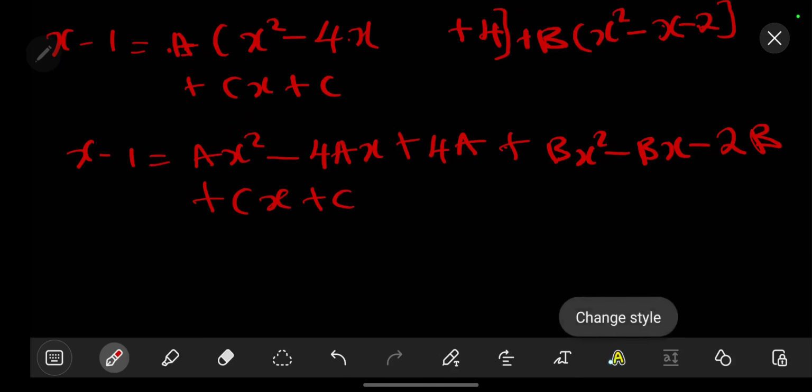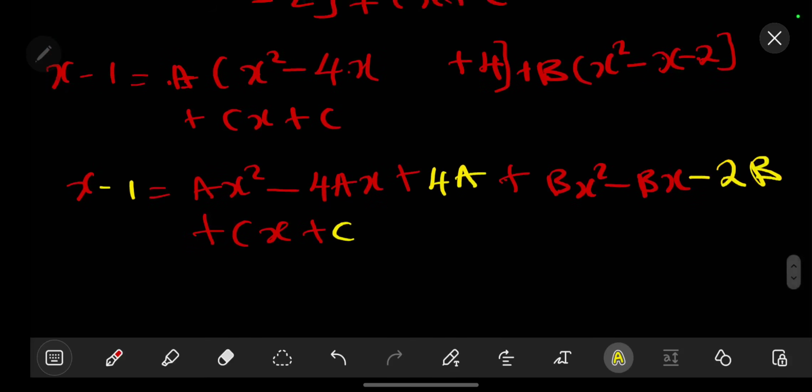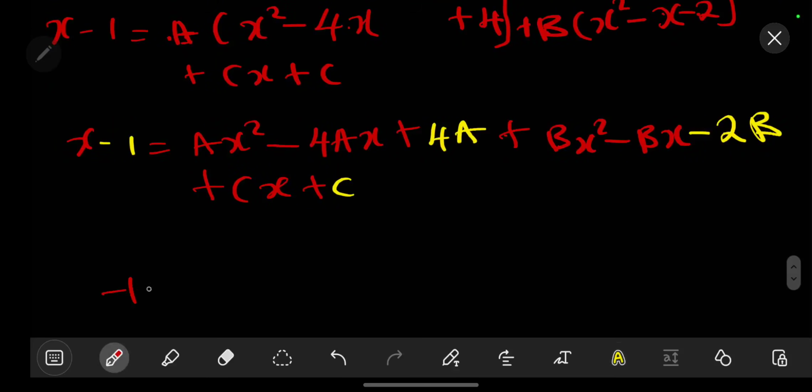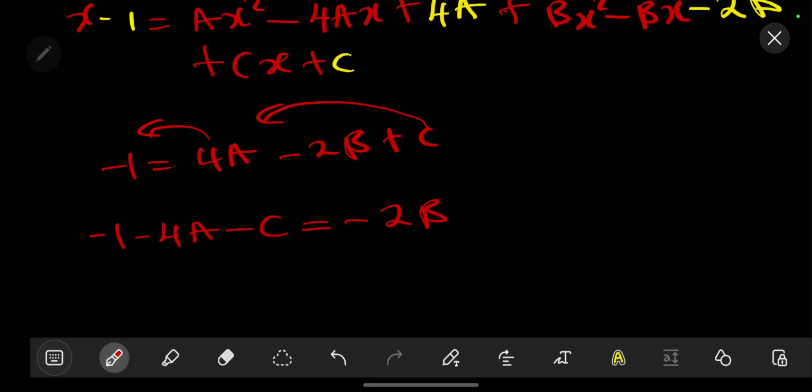From here, let's compare. So comparing, let's compare negative 1 with all the terms that are without x. So we have that term and this term. We are looking for the value of b since we have found all those. So we have negative 1 should be equal to 4a minus 2b, plus c. So we take this value to the other side, it will be negative 1 minus 4a. We take this to the other side, it will be negative c, should be equal to negative 2b, like that.